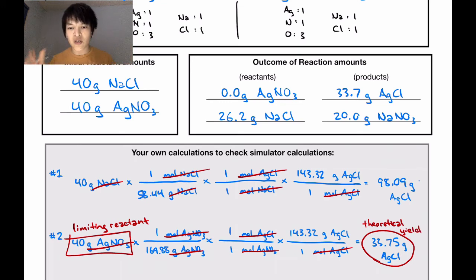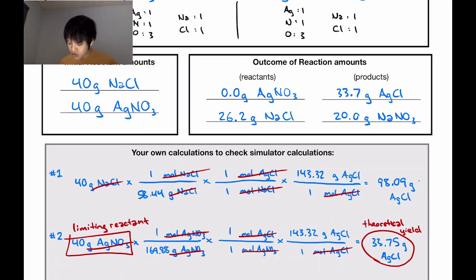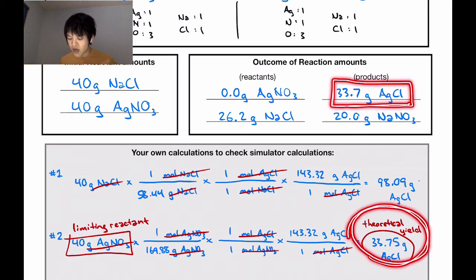And if you check our simulator here, or actually I already wrote it down. You don't even have to check the simulator. If you check our outcome of the reaction, the numbers that we got from the simulator, let's see, which one's the limiting reactant? It is indeed silver nitrate. Look, there is no more silver nitrate at the end of the reaction. And then if you look at the theoretical yield of the product that you chose, I chose silver chloride. Look at this. 33.7 grams of silver chloride should be produced, which is the same amount that we calculated right here.